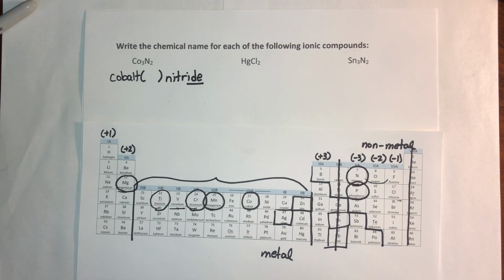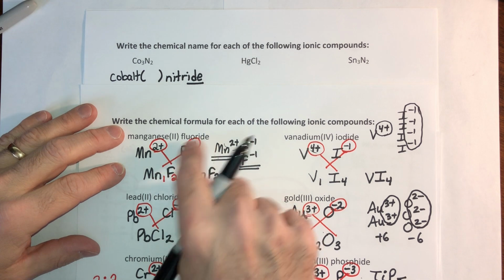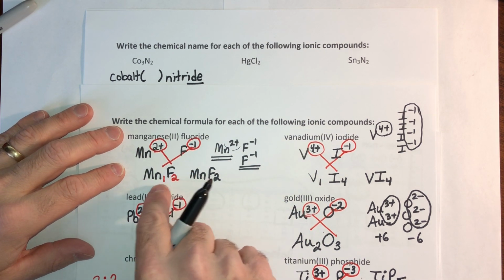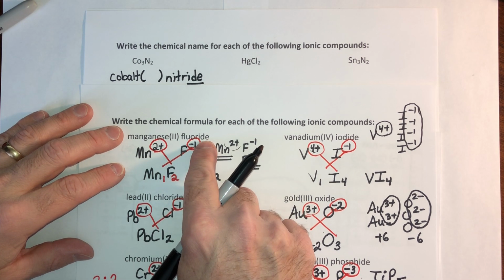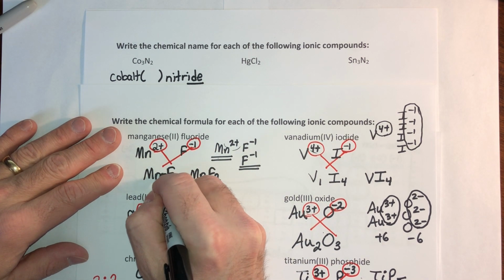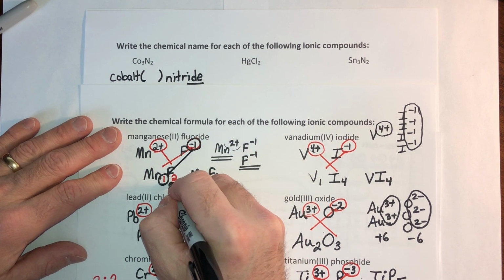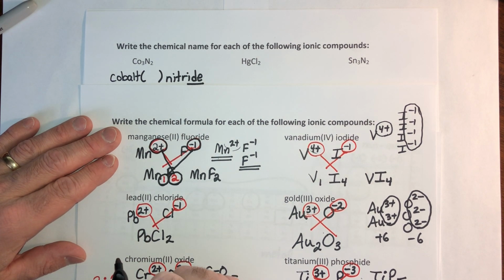Now I'd like to know the charge on that cobalt. Well, it turns out the easiest way to do that is with this little crisscross thing. Where do the little numbers that tell you how many come from? They come from the charges, right? The fact here that I had 1 manganese is related to the charge on fluoride. Here that I had 2 fluorides is based on the charge on the manganese.